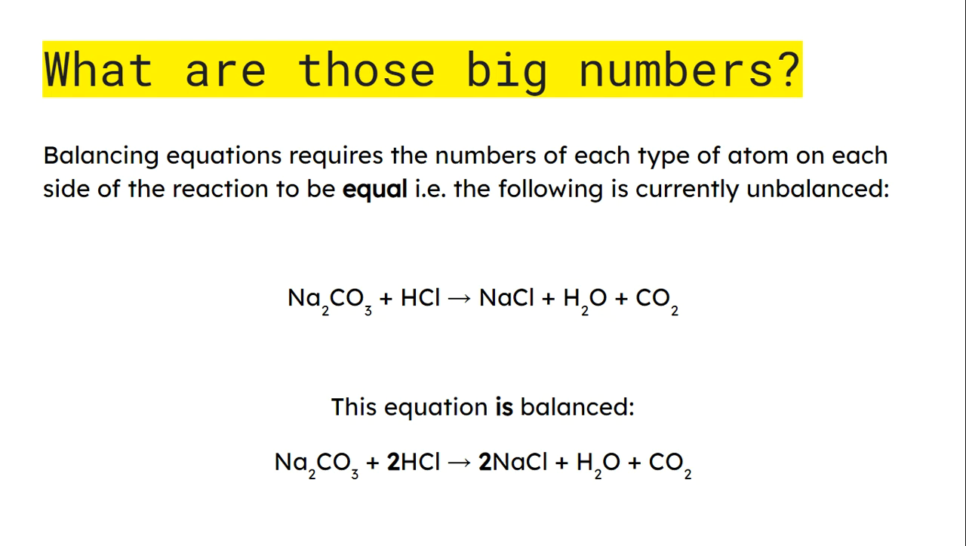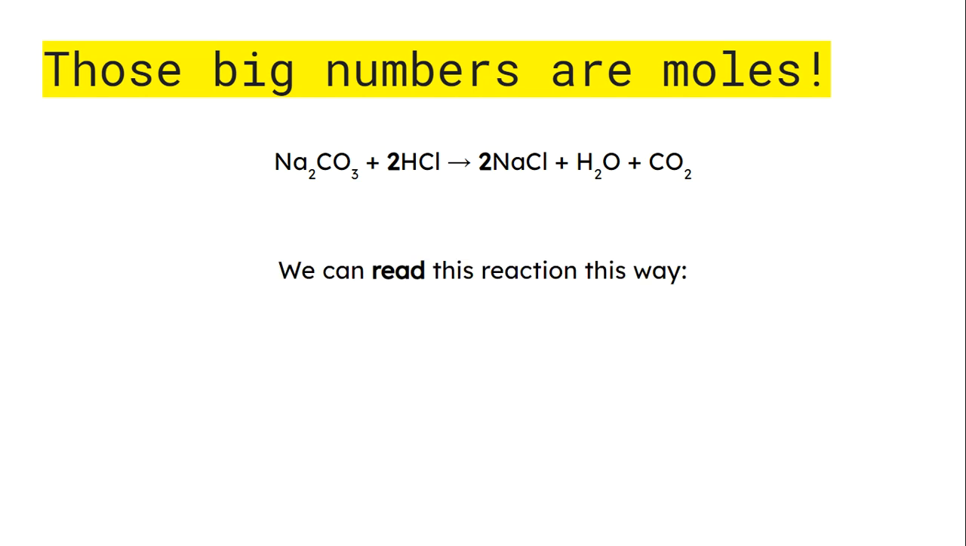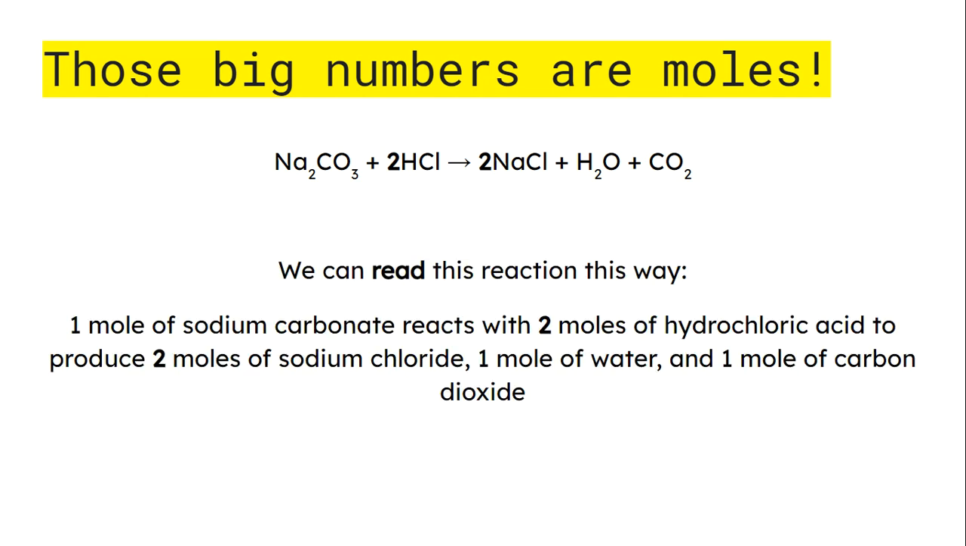So we have 1 sodium carbonate, 2 hydrogen chlorides, 2 sodium chlorides, 1 water, and 1 carbon dioxide. So we consider those big numbers to be moles. So instead of reading it the way I just did, we can read it instead that we have 1 mole of sodium carbonate reacting with 2 moles of hydrochloric acid to produce 2 moles of sodium chloride, 1 mole of water, and 1 mole of carbon dioxide.